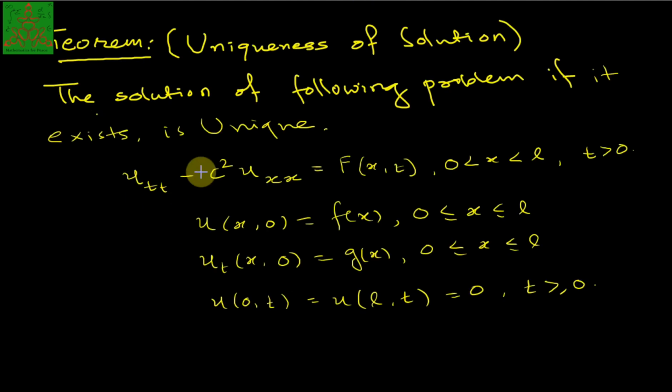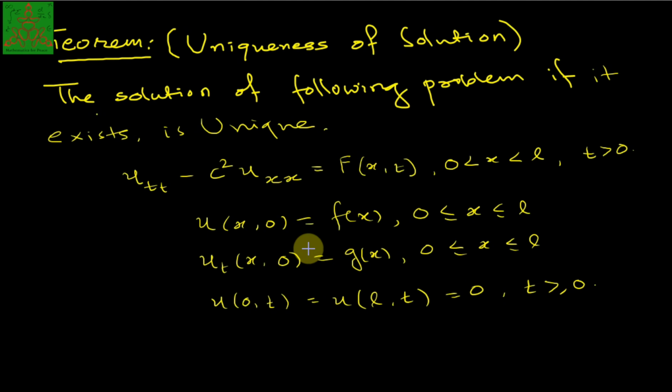We are considering the problem u_tt minus a squared u_xx is equal to f of x, t. So instead of 0, I am taking some function which is a function of x and t. We are considering the same initial conditions, that is the displacement at t equal to 0 is f of x and the velocity is g of x. The boundary conditions we are also fixing the same. Our objective is to prove that the solution of this problem is unique.